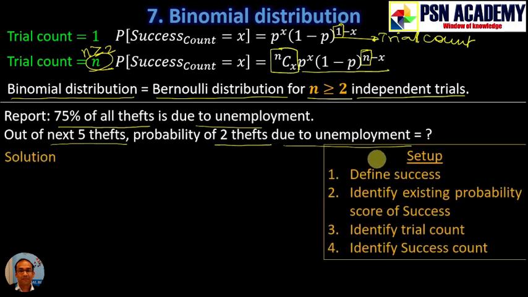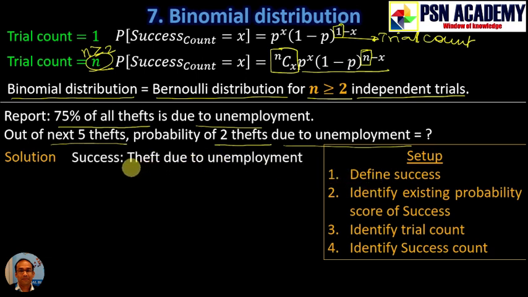Now, to set up the situation, first you define the success. What is your success? In the previous example, we had the success as head. So, here you have to define what is your success. So, we call theft due to unemployment your success, okay? So, you are looking for that, right? Now, the next one, identify existing probability score of success. So, what is the probability of this success that you have defined? What probability do you have up till now? Okay, so that you find out. That has already been reported.